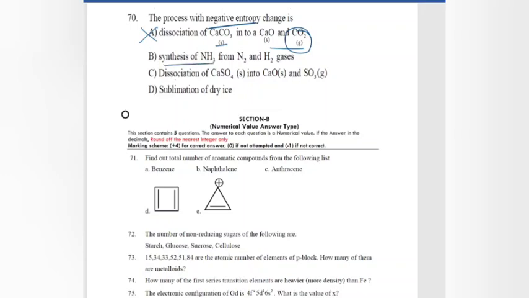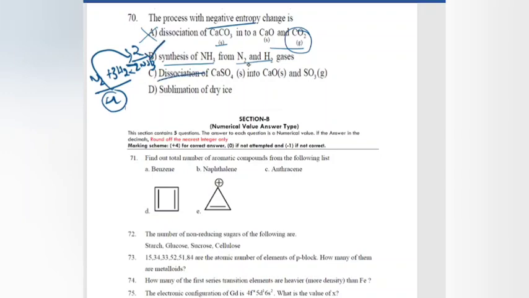And if we consider the synthesis of ammonia, N2 plus 3H2 gives rise to 2NH3, right? All are gases. On the reactant side there are 4 gas molecules, on the product side 2 gas molecules. So 4 gas molecules are converting into 2 gas molecules, meaning the disorderliness is decreasing, that means entropy is decreasing, and you can say that it is associated with negative entropy, right?